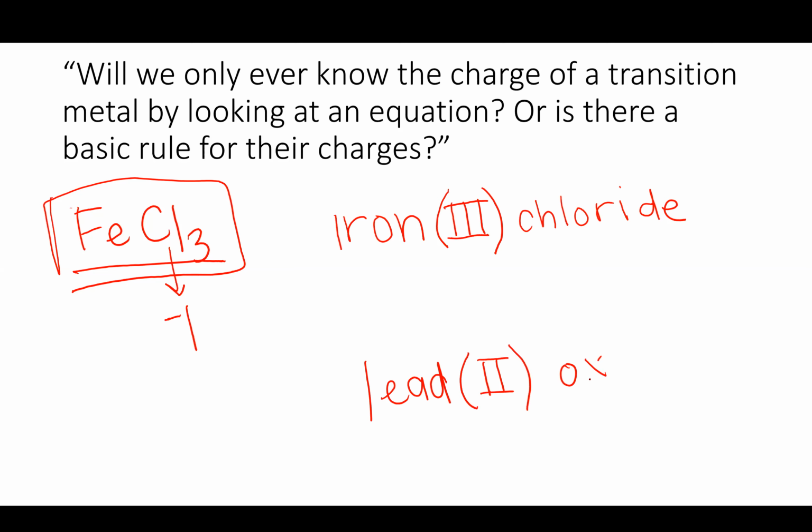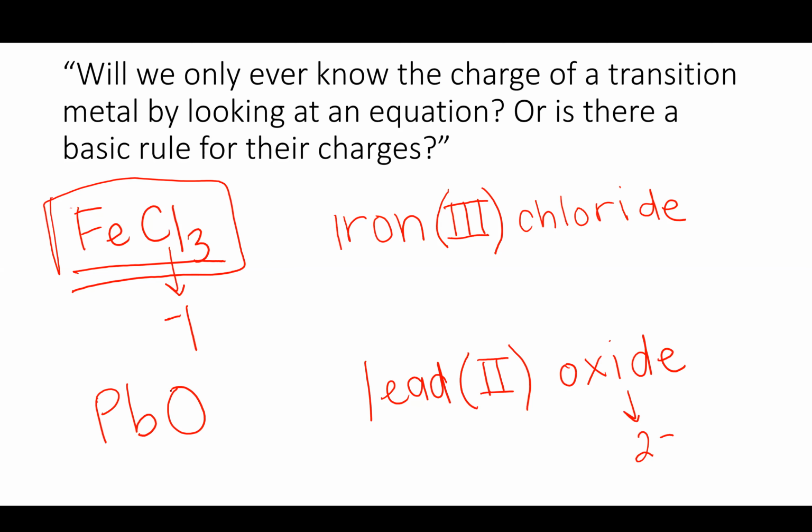Maybe it was 1+ or 2+, but because we have the Roman numeral 2 in the parentheses, we know the charge of the lead is 2+. And we know oxygen always likes to take on a 2- charge. So if this lead is 2+ because of what we see in the parentheses, and the oxide is 2- because of what we know from the periodic table, they'll balance each other in a 1-to-1 ratio. So we know the formula must be PbO for lead oxide.